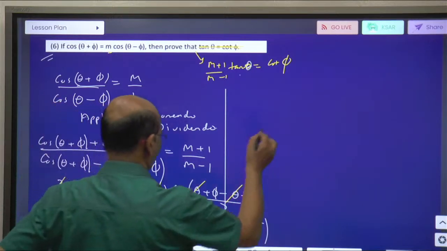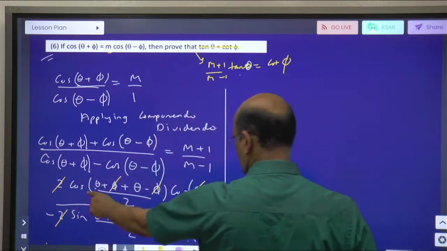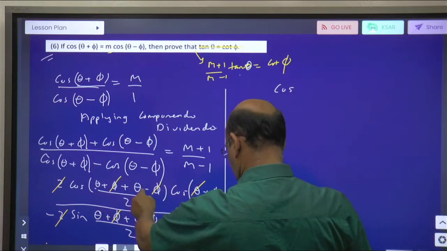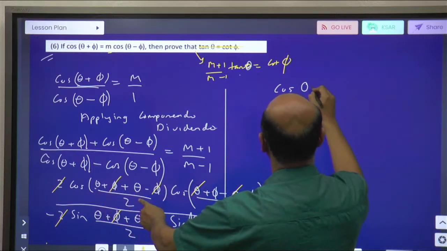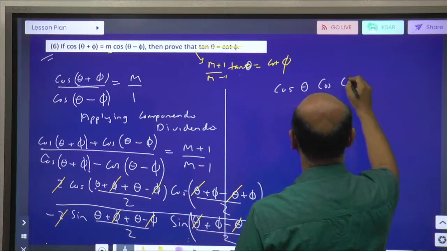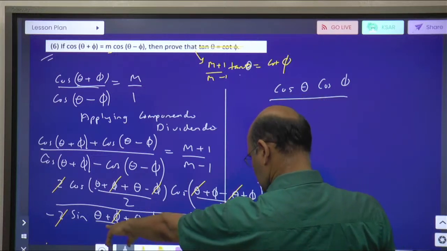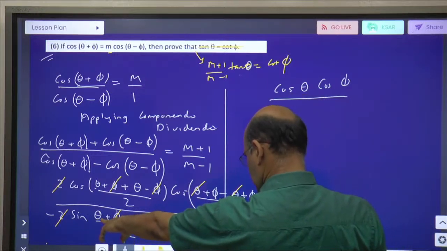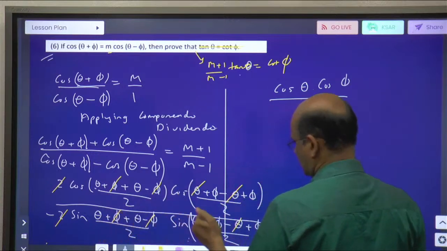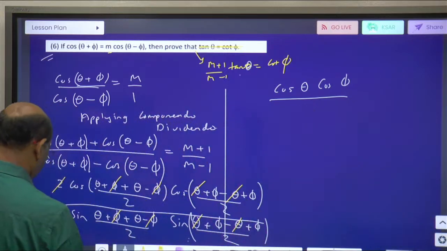Okay, let me just check. Okay, so pay attention here. So this will become cos (theta plus theta)/2 cos theta. This will become cos psi upon minus sin (D minus C)/2. So this will become plus here.